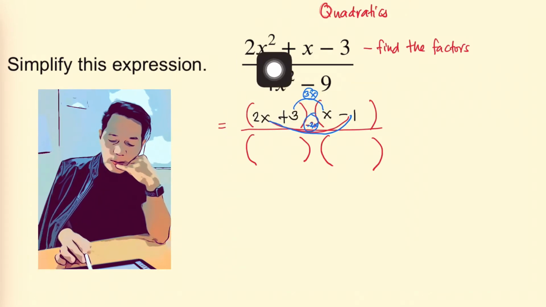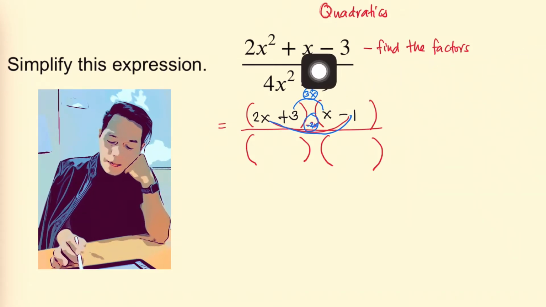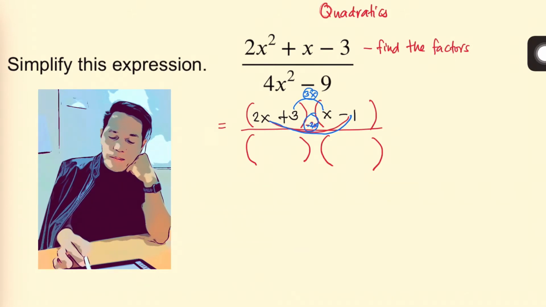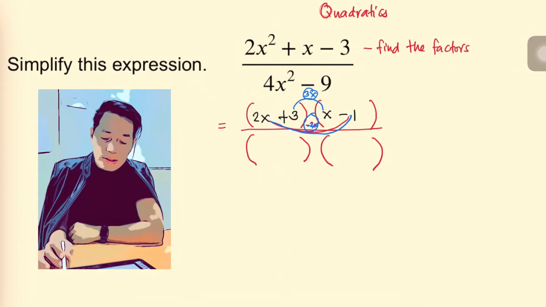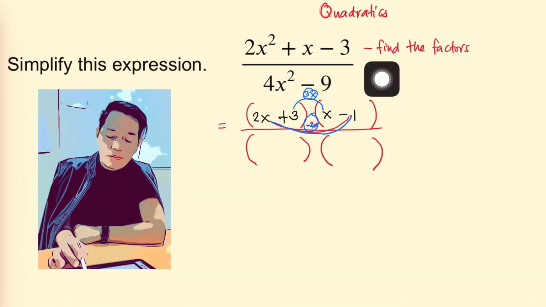Now let's find out the first terms. 2x times x is equal to 2x squared, and you will multiply the last terms. 3 times negative 1 is negative 3. And I have already shown here how to multiply the inner terms and the outer terms, and you got here positive x. So that's how you do the factorization process of this quadratic.